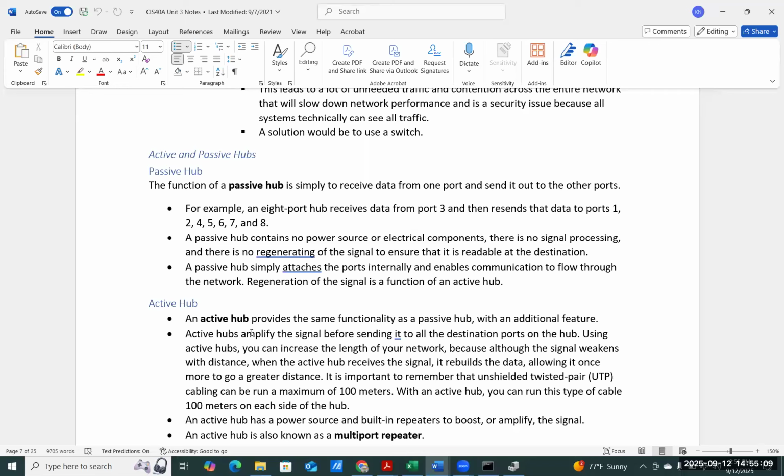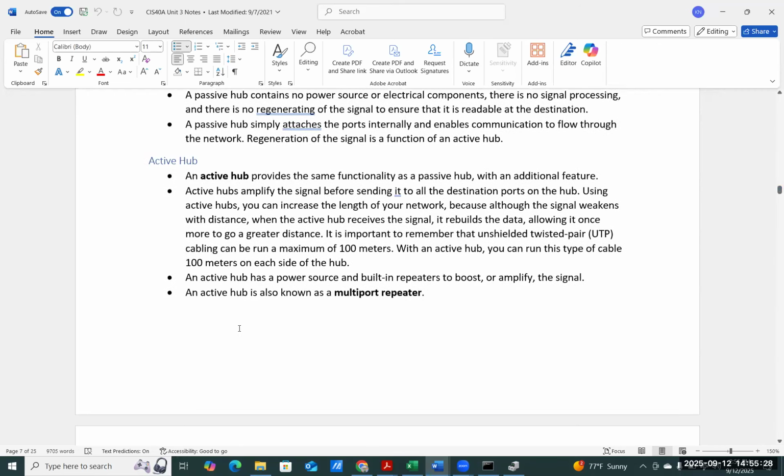It doesn't have the amplification. Okay, so if you're using a passive hub, likely your signal is going to degrade, right? And you're going to get less signal when you get down the cascade. Okay, so amplification for the active hub. And then it's also built in with repeaters.